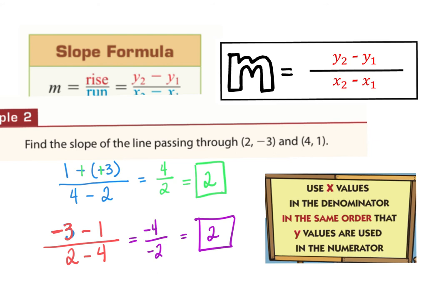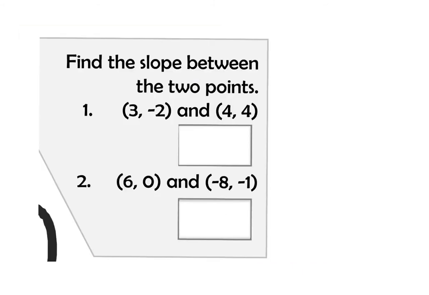All right, let's look at your handout. Find the slope between the 2 points. So go ahead and do these 2 problems. Find the slope between the 2 points. They've given you an x, y and an x, y, 2 of them. Let's go ahead and use your slope equation now to find the slope between these 2 points.